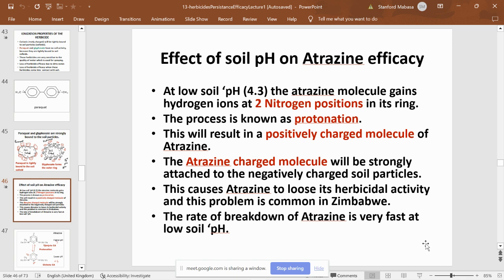This will cause atrazine to lose its herbicidal activity, and this problem is common in Zimbabwe. The rate of breakdown under this situation of low soil pH is also rapid. So there is fast breakdown of atrazine. So we can easily lose it.